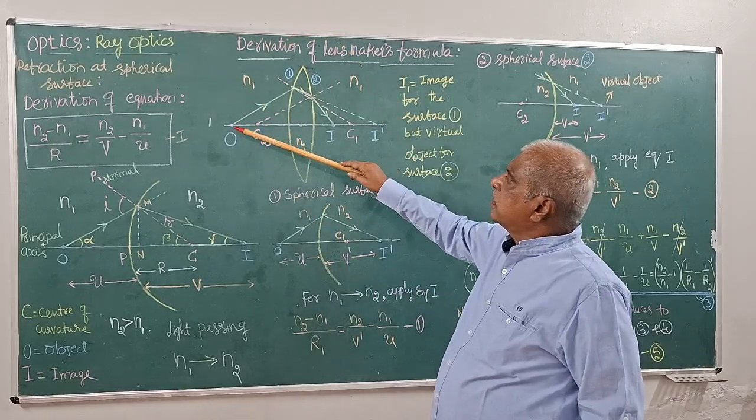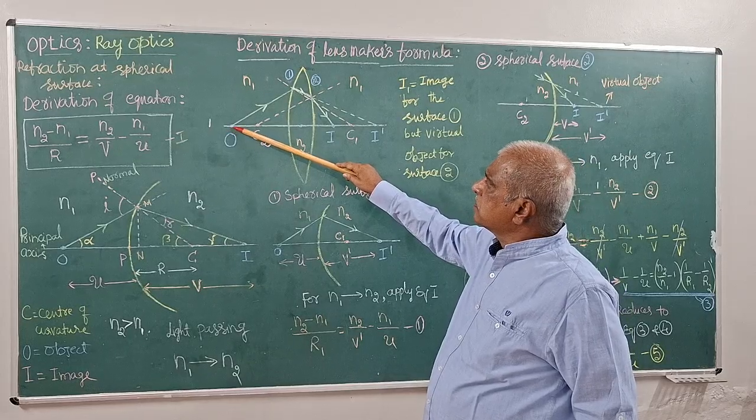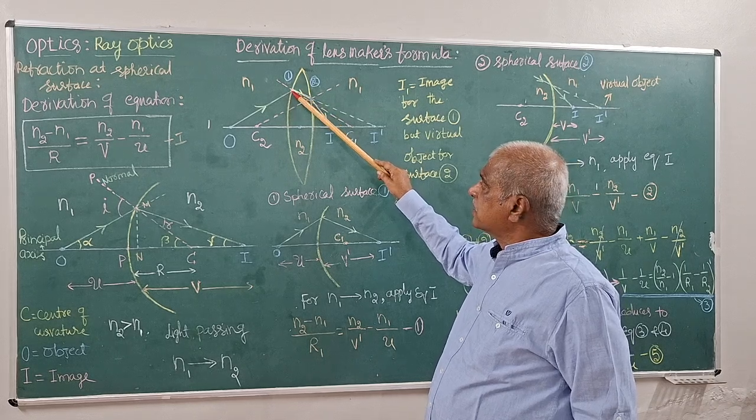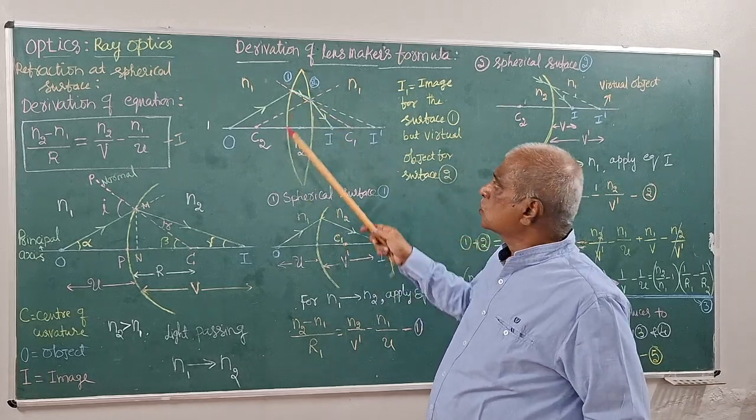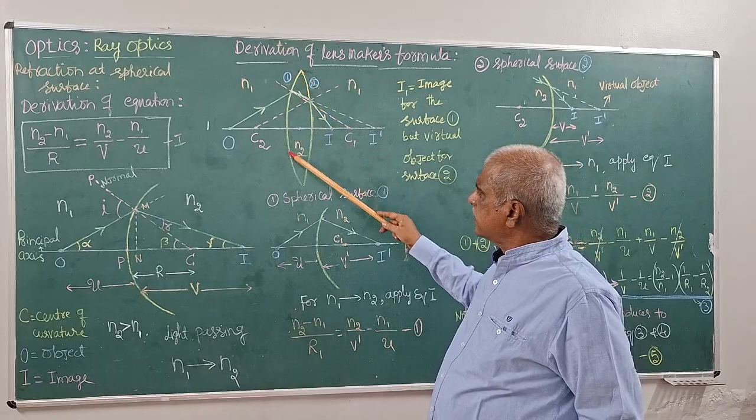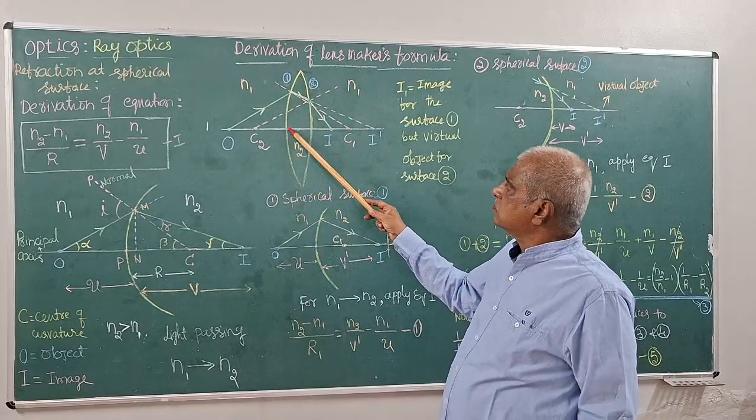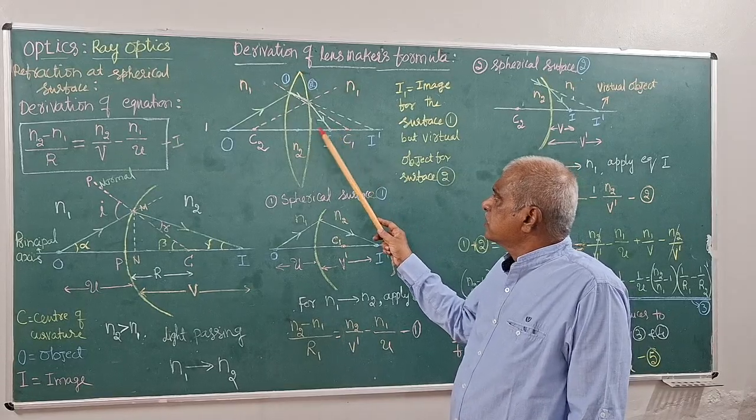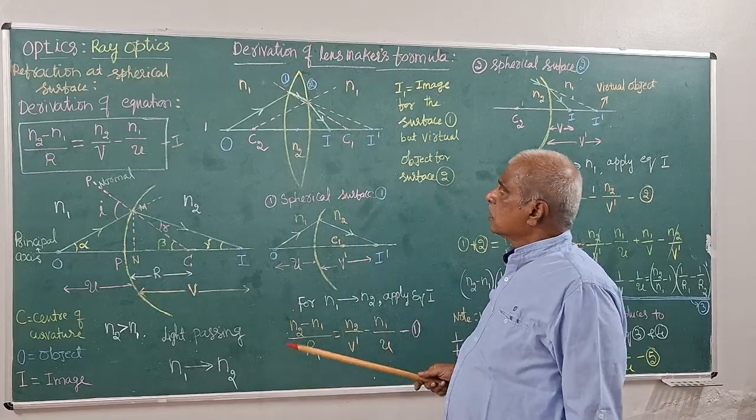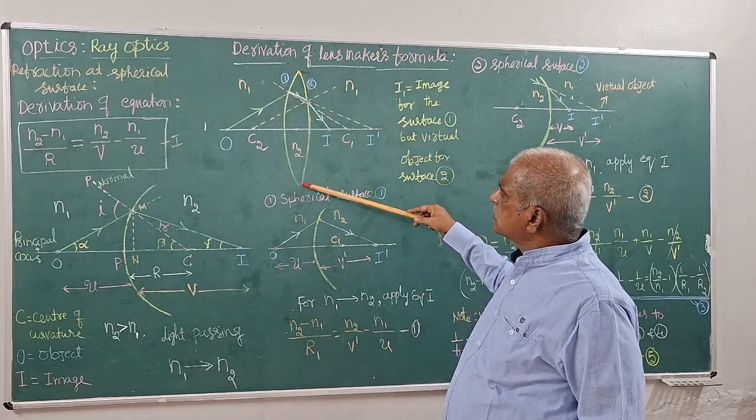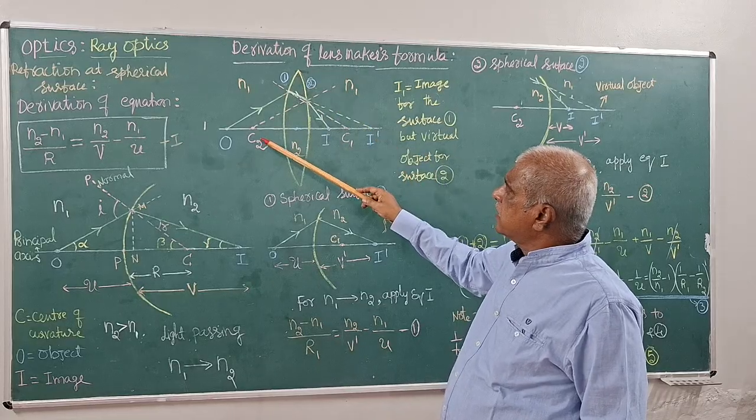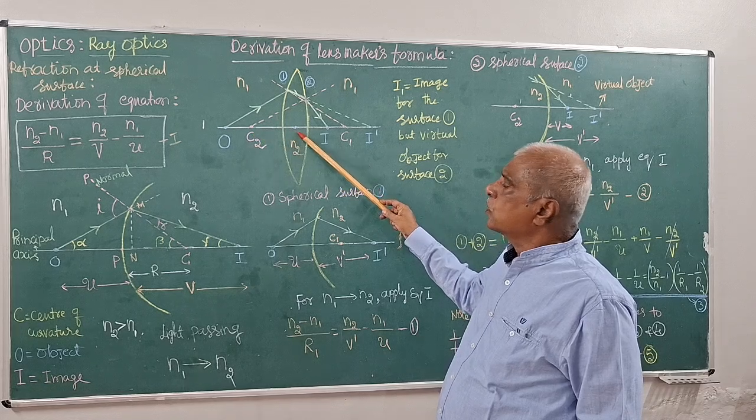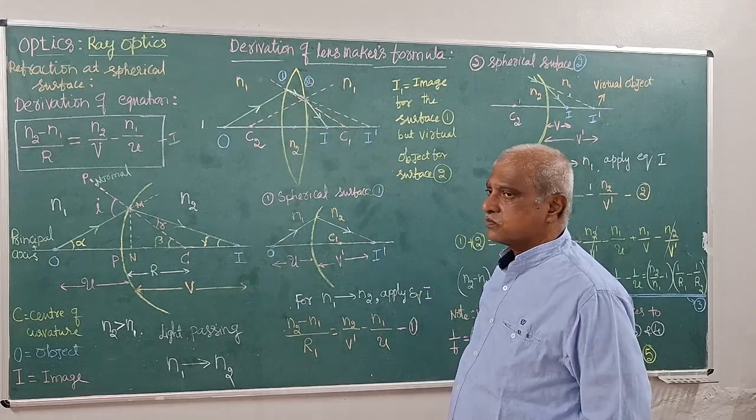A ray of light from this object, supposed to be in this direction, undergoes refraction at this spherical surface. This lens has two spherical surfaces. This is one spherical surface of center of curvature C1. The distance between this and this is called R1. And this is another spherical surface, whose center of curvature is C2. The distance between this and this is called R2, the radius of curvature of this surface.